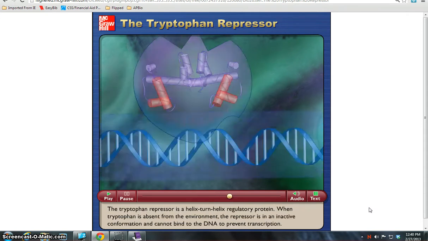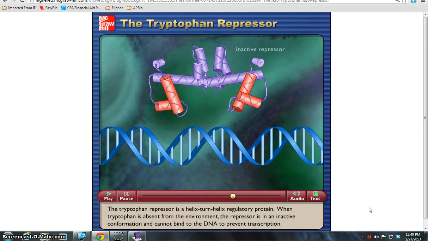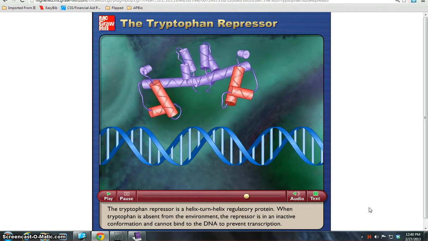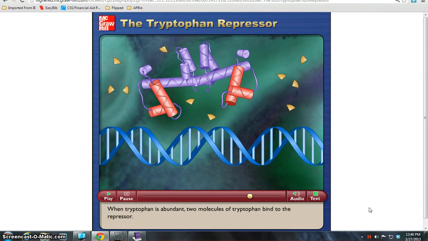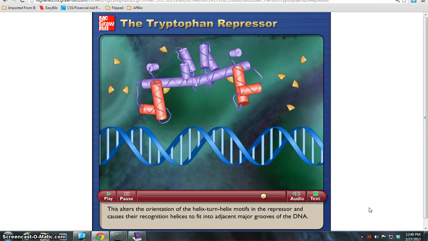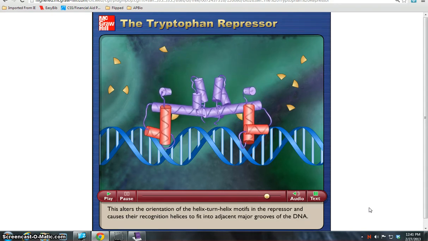The tryptophan repressor is a helix-turn-helix regulatory protein. When tryptophan is absent from the environment, the repressor is in an inactive conformation and cannot bind to the DNA to prevent transcription. When tryptophan is abundant, two molecules of tryptophan bind to the repressor. This alters the orientation of the helix-turn-helix motifs in the repressor and causes their recognition helices to fit into adjacent major grooves of the DNA. Thus, the synthesis of tryptophan occurs when it is needed, but is repressed when tryptophan is available.